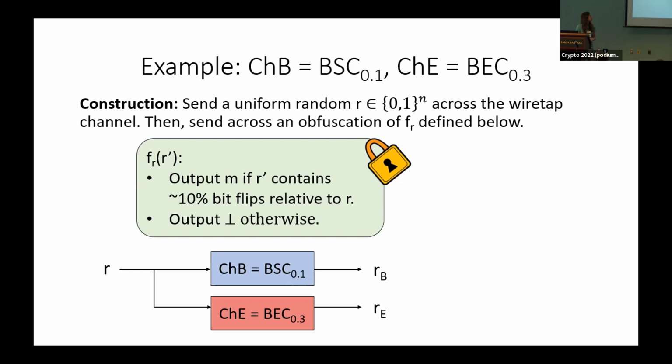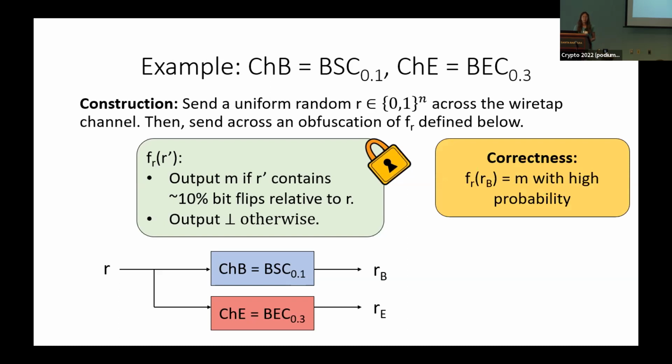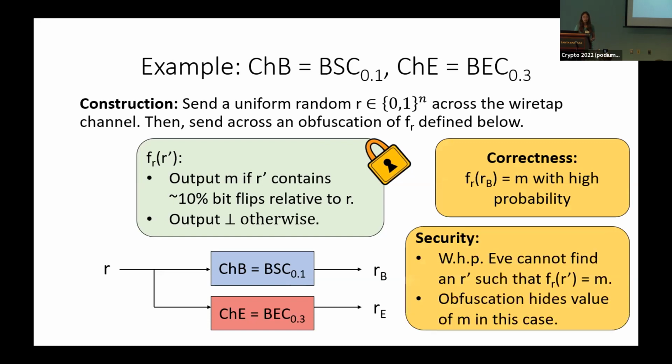Okay, so why do we have correctness? Bob can simply put his input into this obfuscation, and because it has about 10% bit flips, the function should output M, and therefore Bob learns M. Then security follows by our earlier argument. As we said, Eve can't create inputs for which she has about 10% bit flips relative to R, even given her leakage. And therefore, we can argue that this function is statistically evasive. Therefore, our obfuscation will hide the value of M because we can replace it with a simulator. So Eve learns nothing about M.